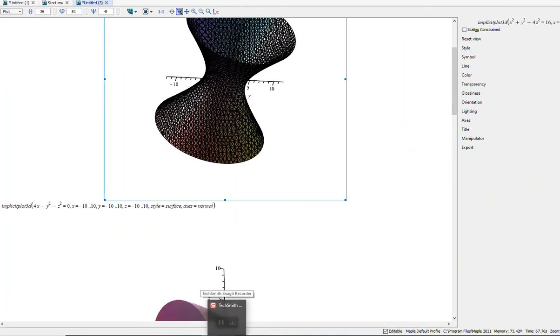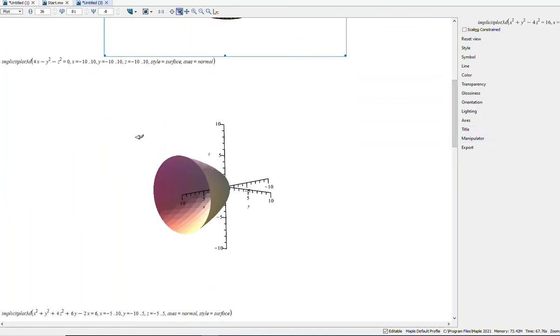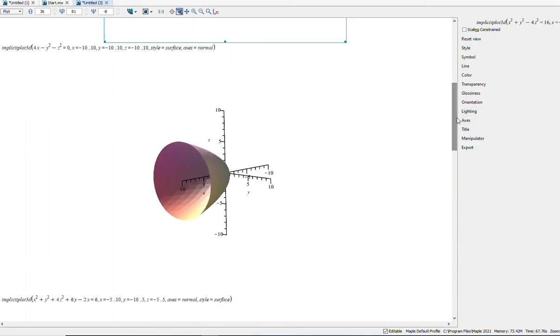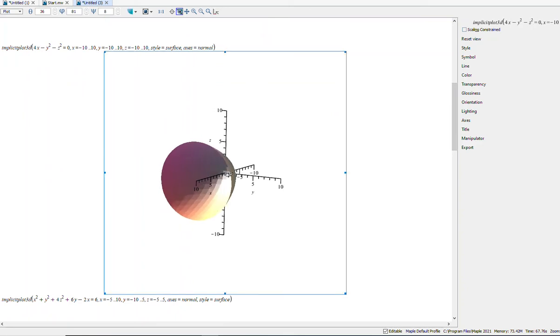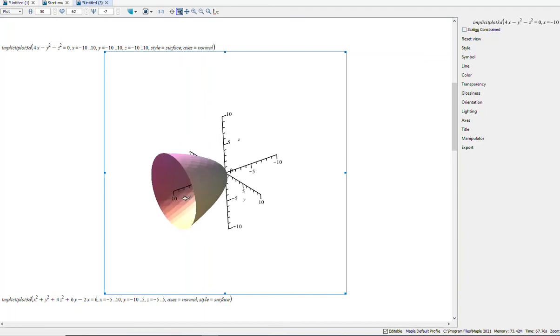All right, the next one was that last elliptic paraboloid that we looked at, this one here. I just went ahead and did my x, y, and z all from -10 to 10. And this time, I actually set my style a little bit different. I set my style to surface. So if you don't like all those little grid lines running all over your shape, and you prefer more of a smooth surface, that's what I did here. That's that style equals surface. And I did set my axes to normal, so you can really see that x-axis coming right out of the center of that paraboloid.